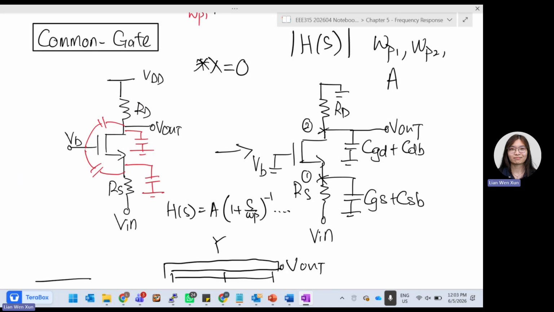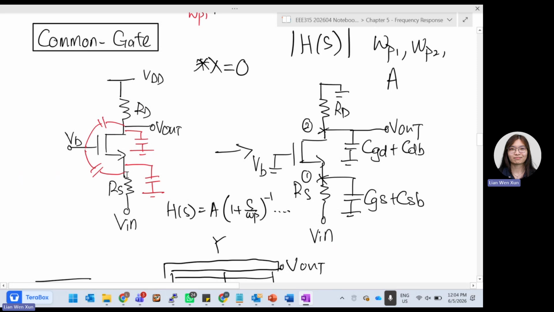Okay, so common gate, we know that there's one transistor, so we have 4 capacitors. RD is supposed to be grounded because up there is VDD. This capacitor here is grounded, here is Vout. Here is grounded, here is Vout. So we can combine these two together. This is gate to drain, this is drain to body. So CGD plus CDB. Body is grounded.